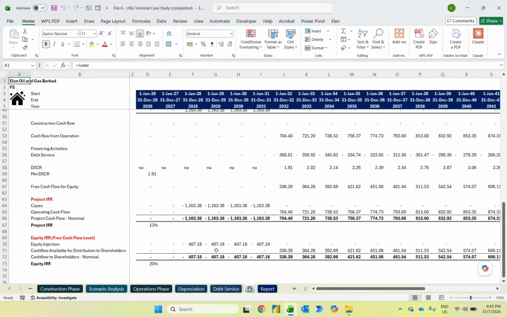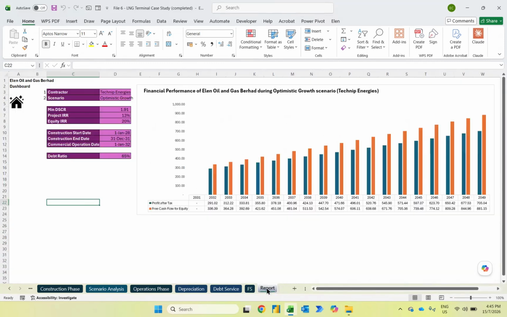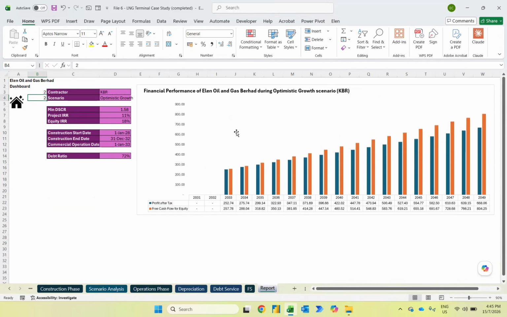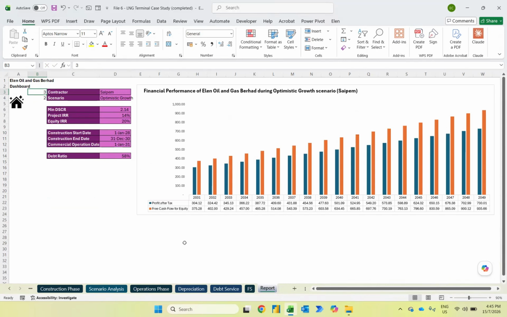The last one that I want to share with my manager is the dashboard, the reporting. Over here, if I want to know about the second contractor, I just change the number. Here we can see for a contractor named KBR, what the performance is. What we can understand is that this KBR contractor can only start the operation in 2033. If I change the scenario or change the contractor, now we have a different contractor with a different reading, and the operation phase starts in 2031. And if I change the scenario, we have different details. So basically, this is the report that I want to share with my manager.